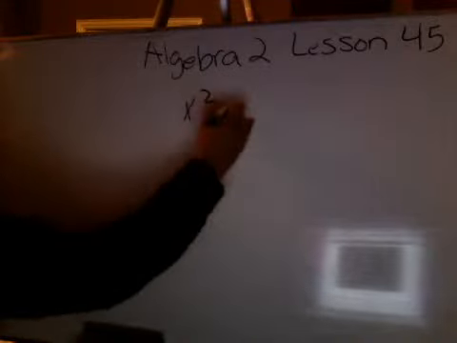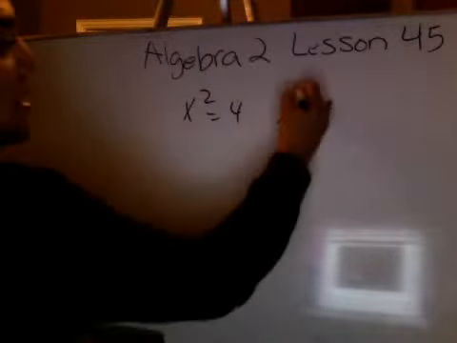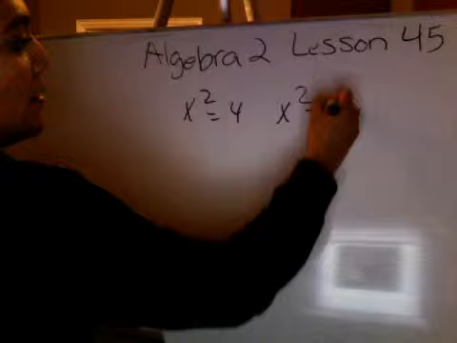Okay, this is lesson 45, Algebra 2. Here in this lesson, we're going to learn about differences of squares. Let's look at this for example. x squared equals 4 is the same thing as x squared minus 4 equals 0.